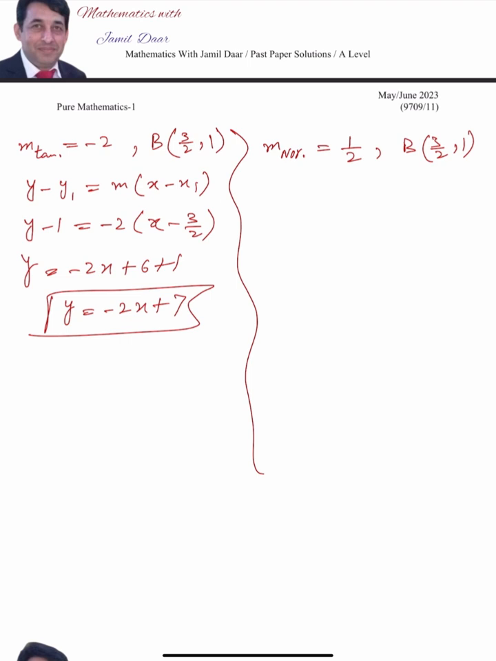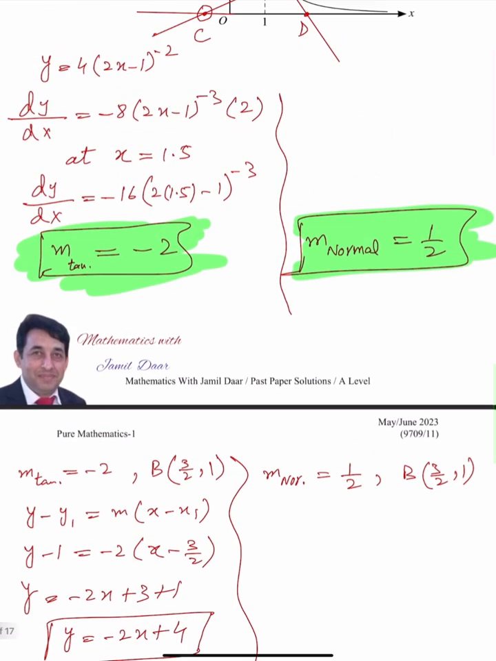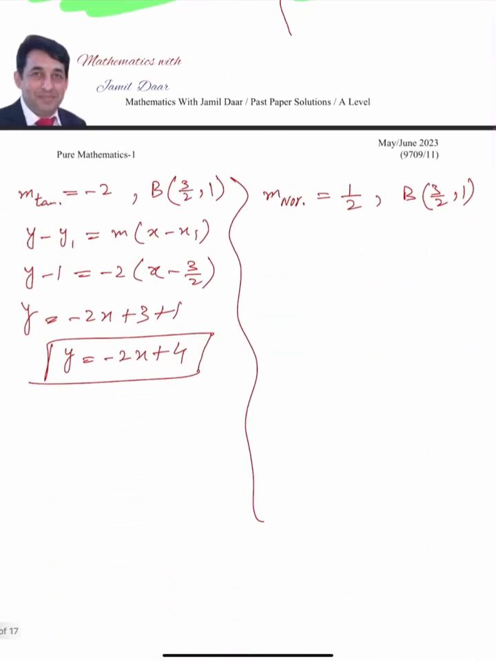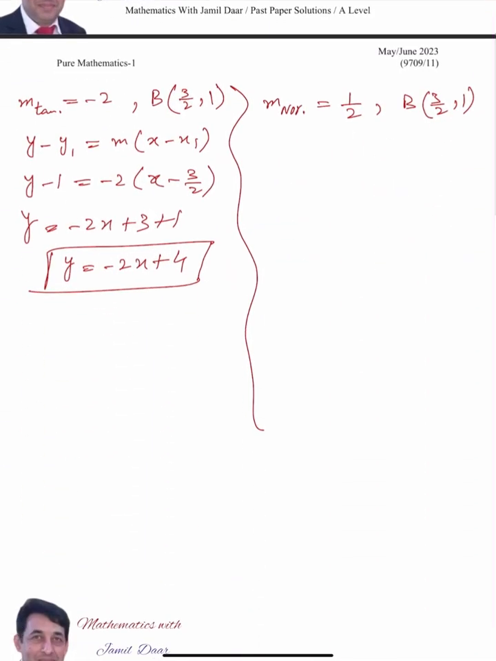Sorry, I think I've done something wrong. This is wrong. This is 3, and this will become 4. Okay, so we have to find out where the tangent is intersecting the x-axis. At x-axis, y is equal to 0. So we'll substitute y is equal to 0. So 0 is equal to minus 2x plus 4. So x is equal to 2.